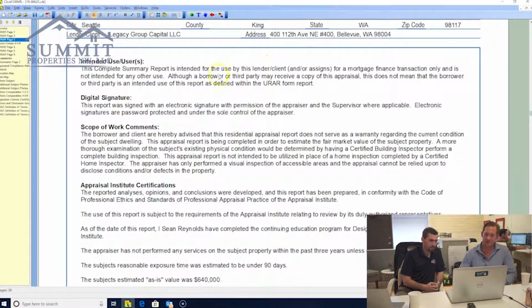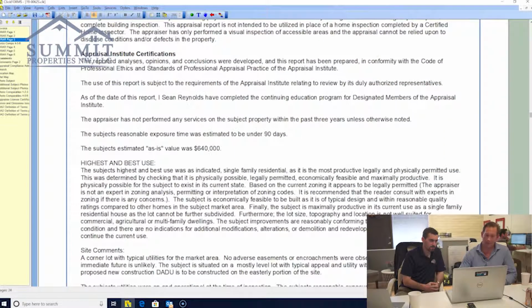Comment addendum. So we've got some boilerplate stuff up in here. I'm a designated member of the Appraisal Institute. That's kind of the PhD of the appraisal world. It's a super hard designation to get. I actually have two.